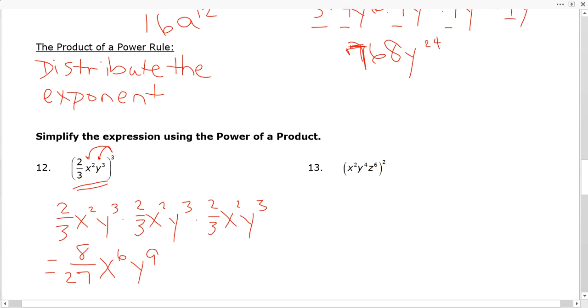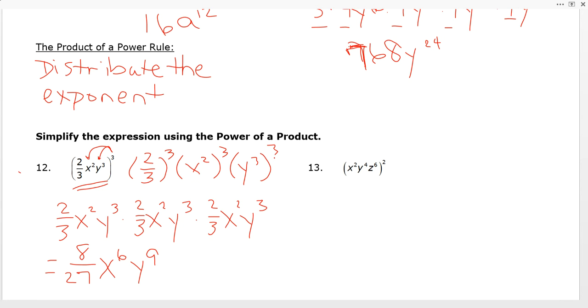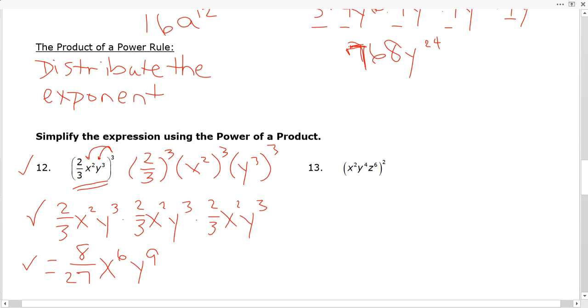So basically, if you look back at the problem, I did 2 over 3 to the third power. I did x squared to the third power. And I did y cubed to the third power. So you can either think about it this way, you could either work it out like that, and it comes out the same. So number 13, let's do it both ways.